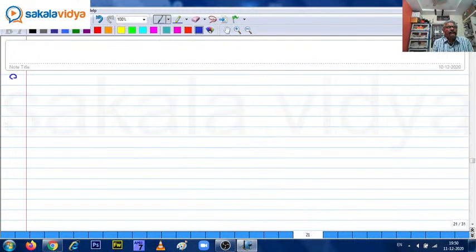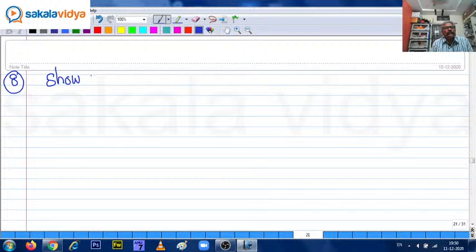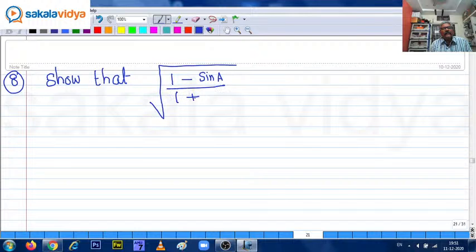Eighth question. Show that root over 1 minus sin A upon 1 plus sin A. You might have expected, what is the value? Yes, you are correct. Sec A minus tan A. Okay. Can you solve this question?